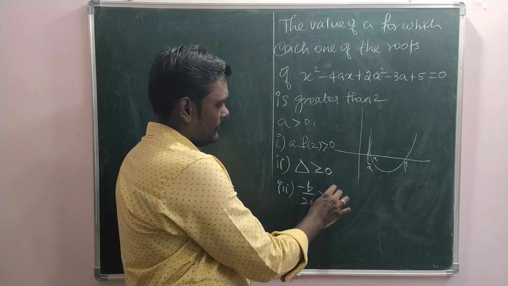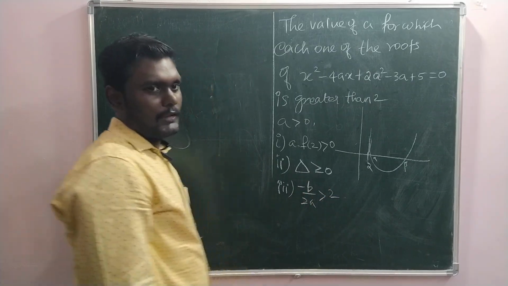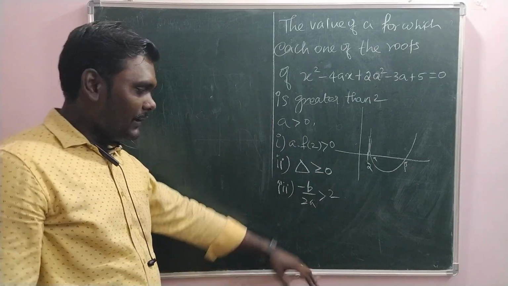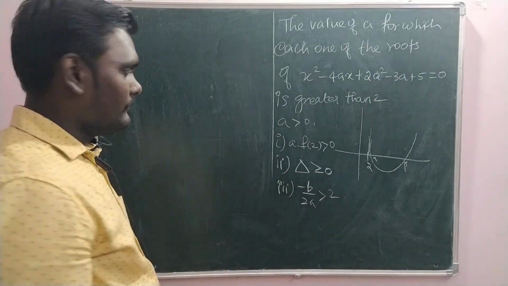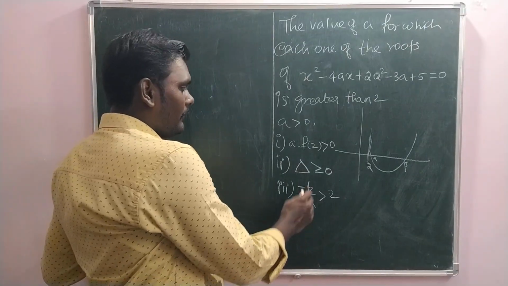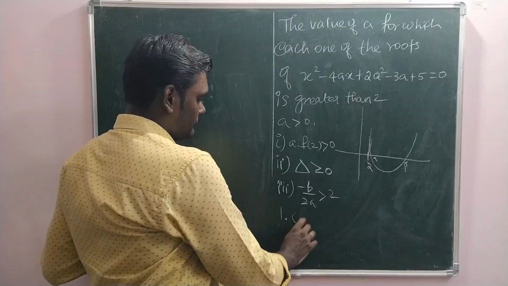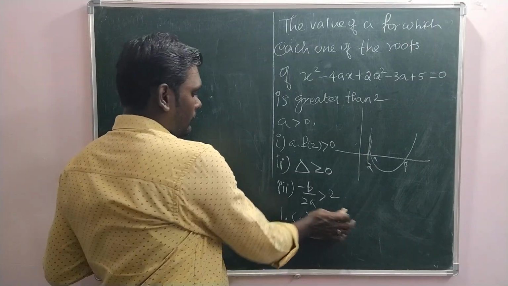Yes, greater than K. That is 2. That's all. All these things we just find which is common for all these three. We note it down. That is the answer. Okay. So, A into f of 2. A is 1. F of 2, man. 2 square.